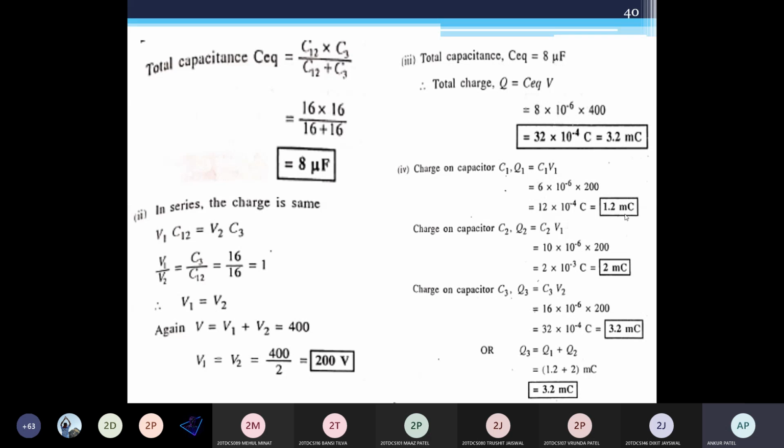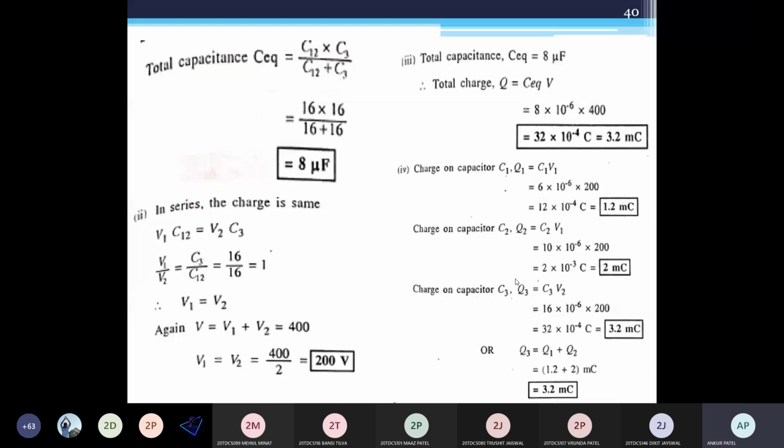This is written, that means what? 1.2 you can convert into this also, okay? It is in millicoulomb. You can write 12 into 10 raised to minus 4 coulomb or 1.2 millicoulomb. Well, that is your 10 raised to minus 3. So just we are writing 1.2 millicoulomb, or you can also write this 12 into 10 raised to minus 4. Are you getting this answer? Q1, Q2, Q3. Yes, sir.